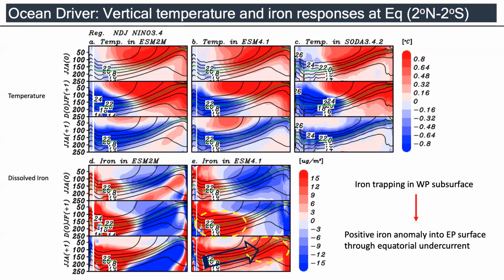So surface warming could discharge the iron transport to the eastern Pacific surface needed to simulate the chlorophyll rebound. However, this pattern is tempered in ESM4.1 because of better ENSO simulation in ESM4.1, which creates full iron supply through the Equatorial Undercurrent. So we can conclude that this oceanic driver is very helpful to simulate the observed pattern in the chlorophyll rebound realistically.